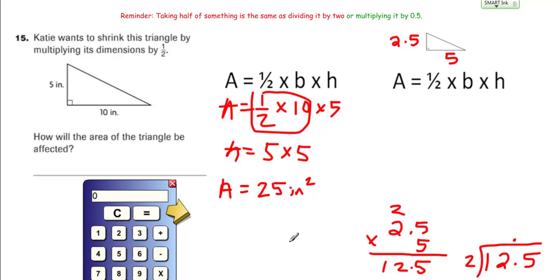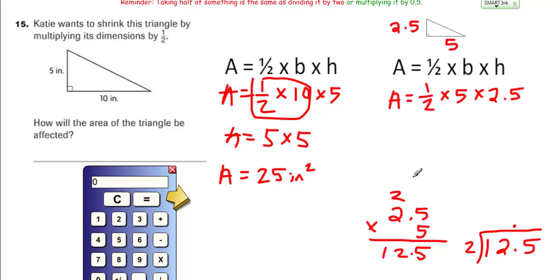All right, now if we're interested in shrinking this down, half of 5 is 2 5/10. Keep this in mind right here. Half of 10 is 5. If we go ahead and find the area of this triangle, then we're going to apply the new base of 5 and the new height of 2 5/10 to the formula for area of a triangle.